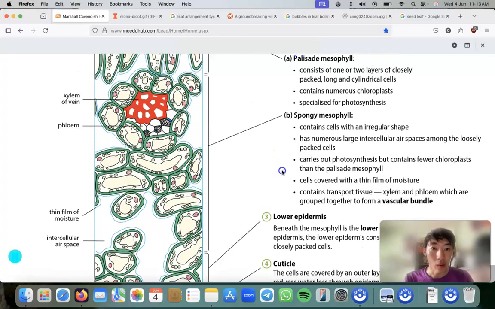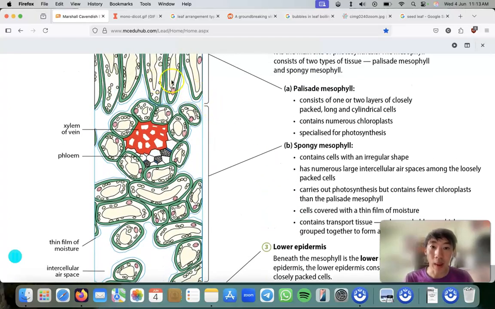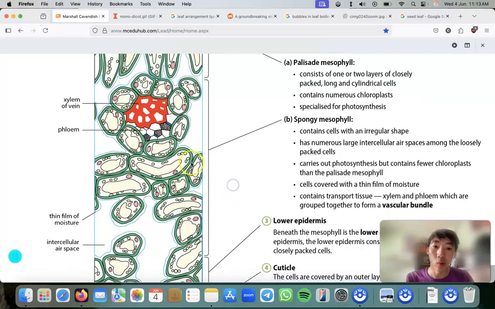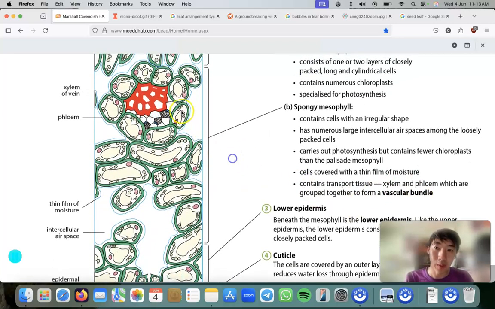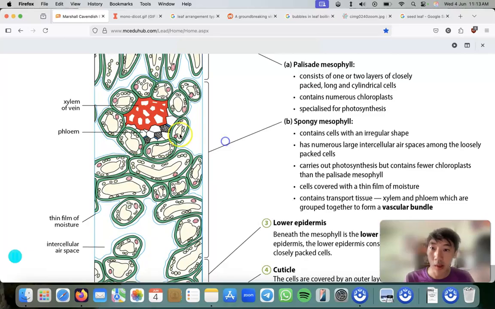Okay, so between these palisade mesophyll cells and the spongy mesophyll cells, we also have many rings, which are the vascular bundles. So these vascular bundles are this entire group of cells. And in the vascular bundles, we have the xylem that's found on the upper side, and then the phloem, which is found on the lower side.